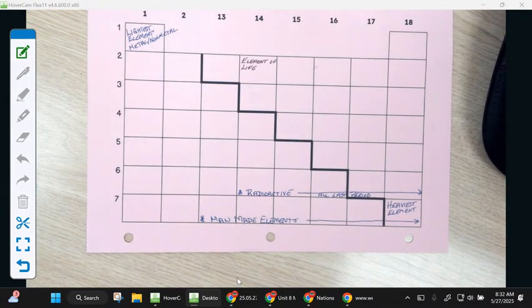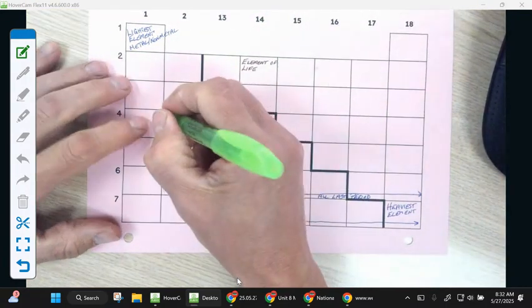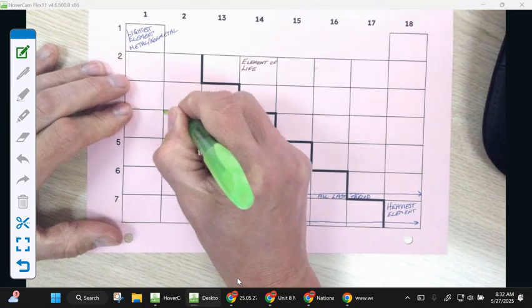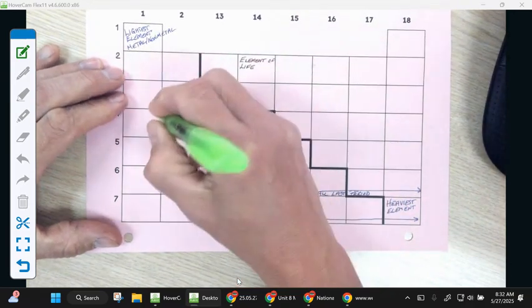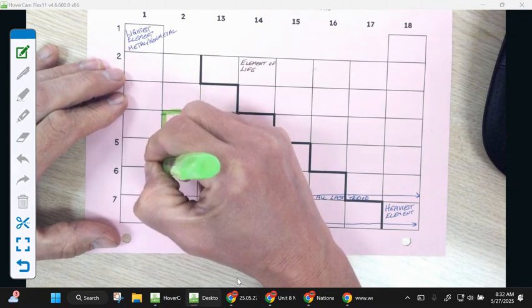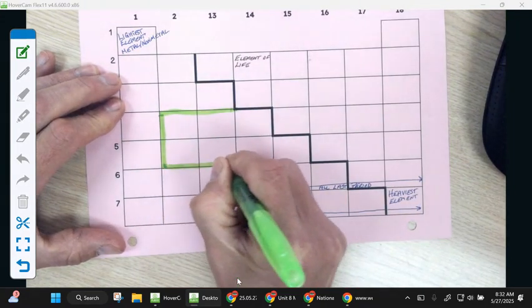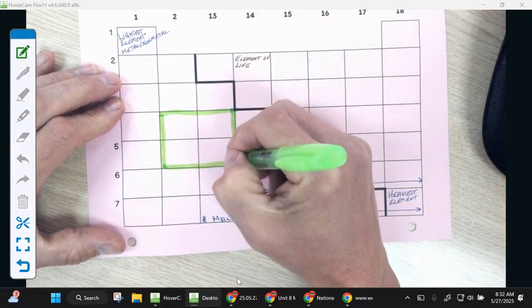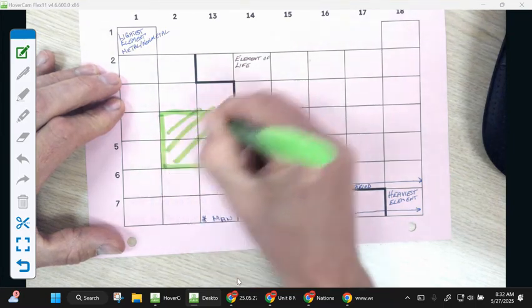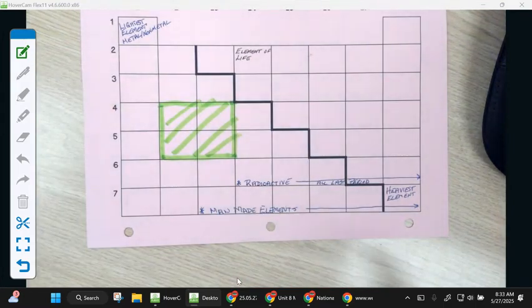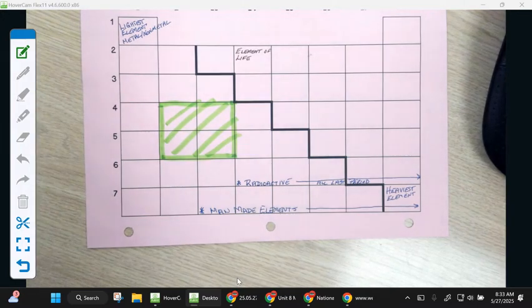In period 4, groups 2 through 13, and in period 5, groups 2 through 13. These 4 boxes right here, ladies and gentlemen, we are highlighting those. And why are we highlighting those, ladies and gentlemen? Well, let me tell you why.